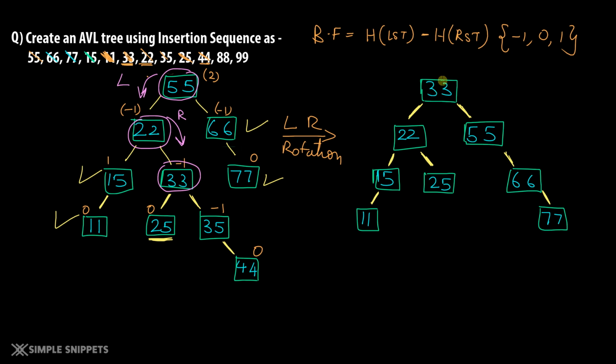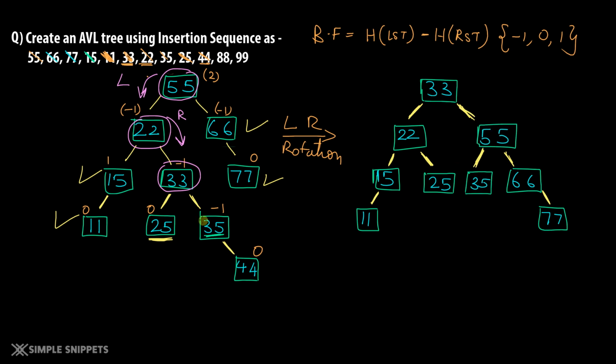So now 33 is the root node. What is there to the right of 33? We have 55. So now 35 and 55 will be compared. 35 is smaller than 55, so it will be attached as the left child of 55. Makes sense? Correct? So 35 is also done.